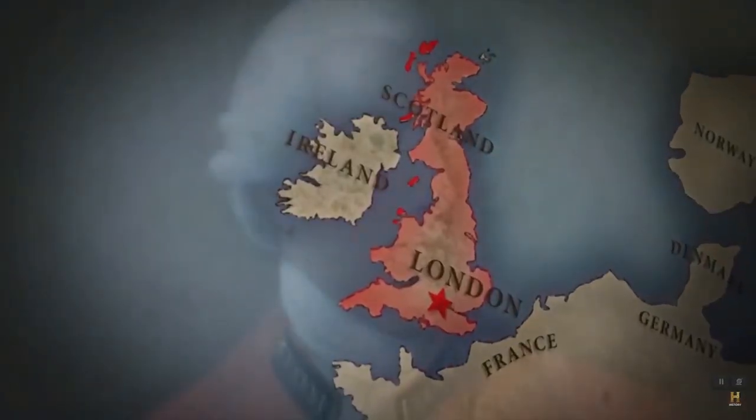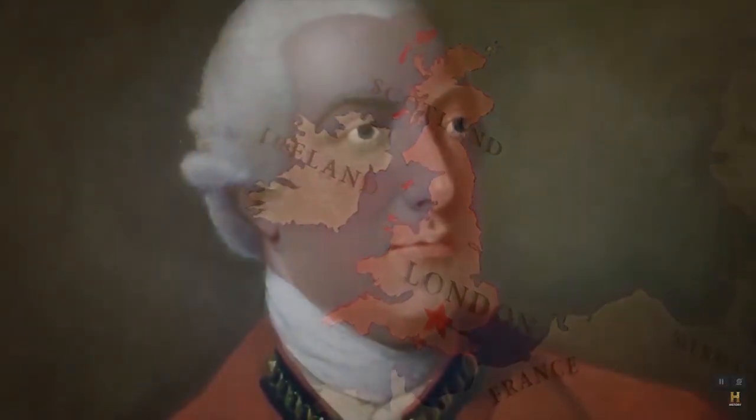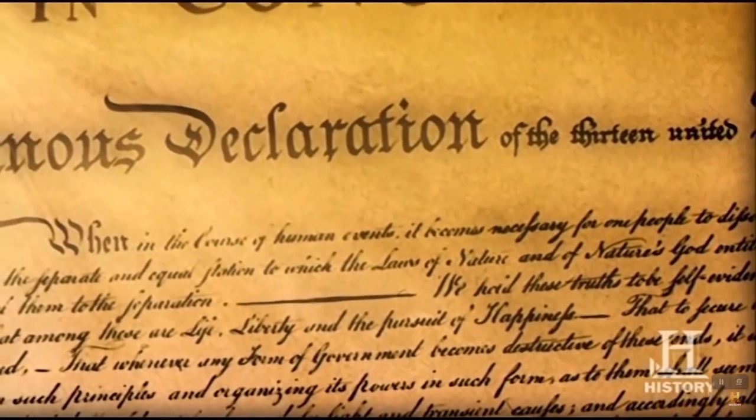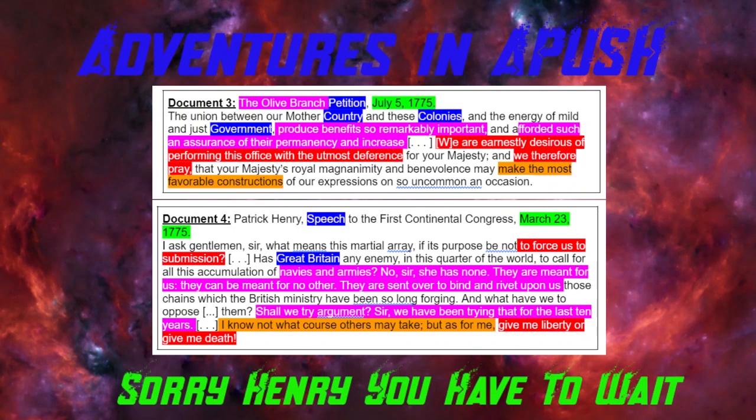In one year's time, the colonies will go from kissing up to the British government to committing treason and declaring independence. You can also connect this to the Patrick Henry document because it is proof positive that the Continental Congress did not listen to him.